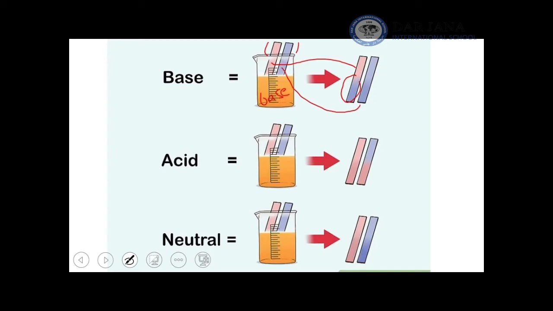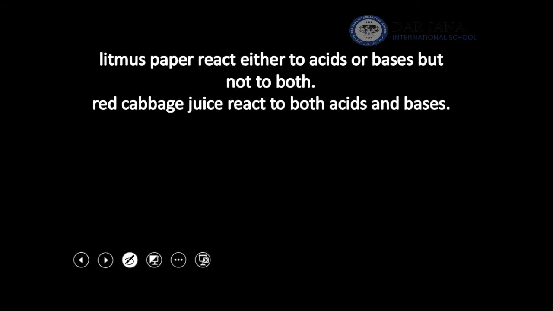In this case we have a red one and a blue one. The red one didn't change its color, but the blue one changed its color into pink, which means that the solution here is an acid. If you have a neutral solution, neither of them will change, so they will retain their original colors. The red one stays red and the blue one stays blue. So litmus paper reacts either to acids or bases, but not to both.